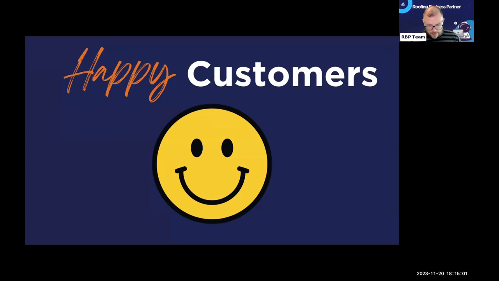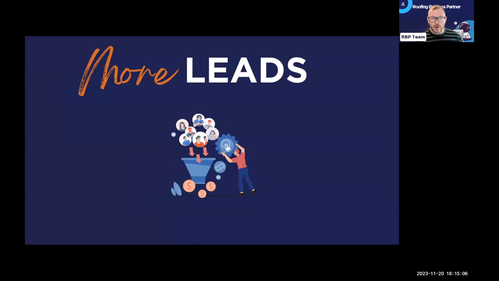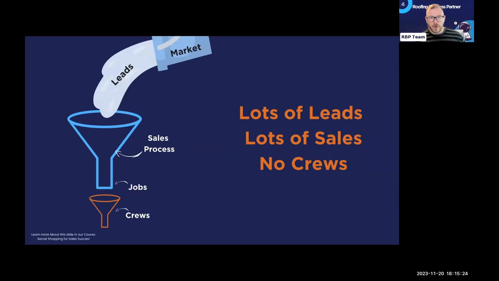Yet we want happy customers and we want profitable jobs. And then we want those profitable jobs to also get us more leads. And that is the goal of the production octopus, is that you get more leads just for doing your job and ultimately improve the fulfillment ability of the business at every level in the long term, so you don't end up with a funnel that looks like this, where you have lots of leads and lots of sales, but no crews. So if you have that problem, you have to do something about it.